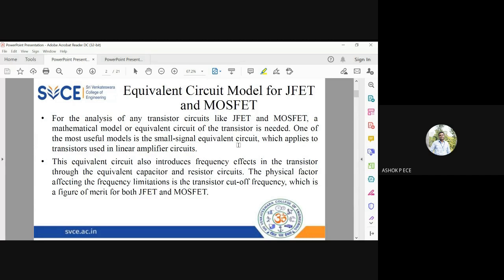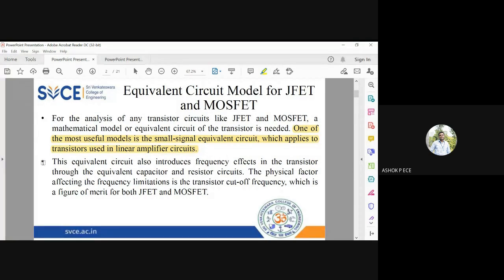We need to have one such model for JFET and MOSFET when you are going to use this as an amplifier. So first we will see what the small signal equivalent circuit is. The small signal equivalent circuit is mainly used at low frequencies. Whenever the transistor is used as an amplifier, I'll be going for the small signal equivalent circuit, which is essentially a low frequency model, mainly used for transistors in amplifiers.